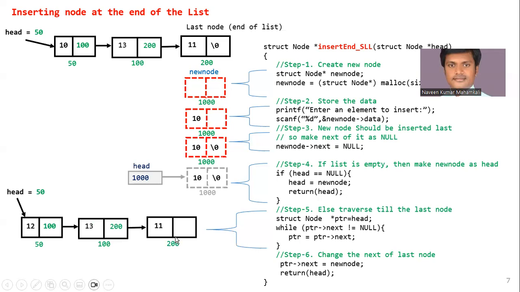We are now doing the necessary changes. PTR next equal to new node. As a result, in the link field we are storing 1000. Now this points to the new node, and in the new node we have already entered the null in the link field. So we can see now a new node has been inserted at the end of a list.